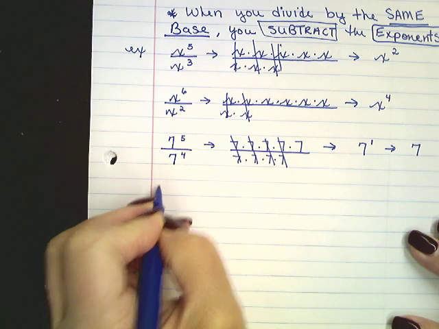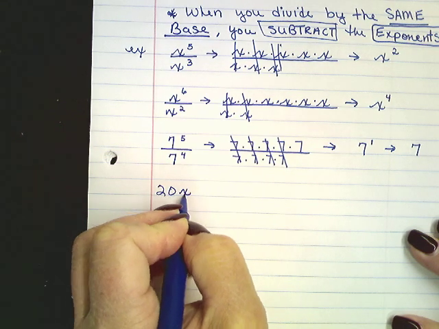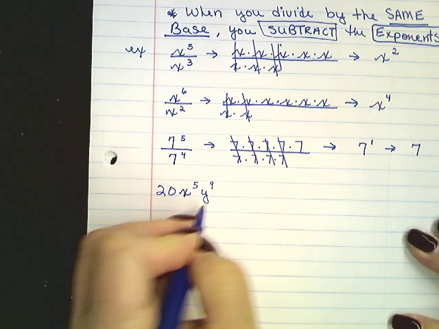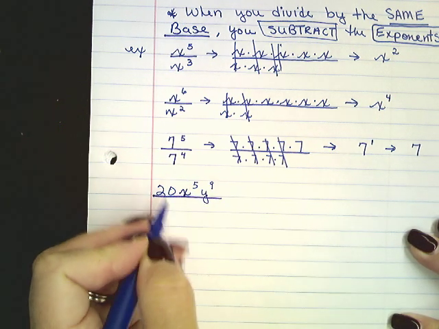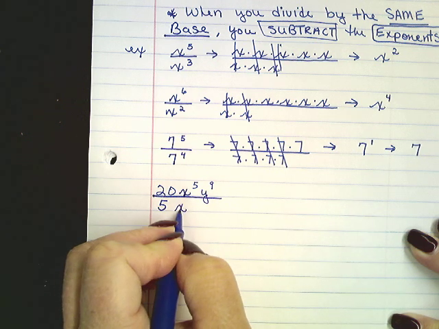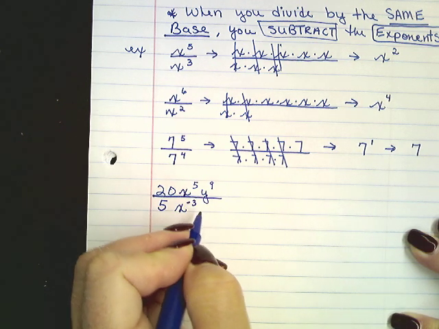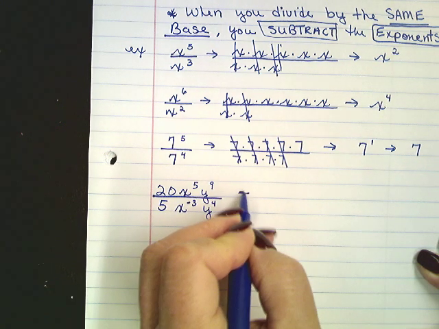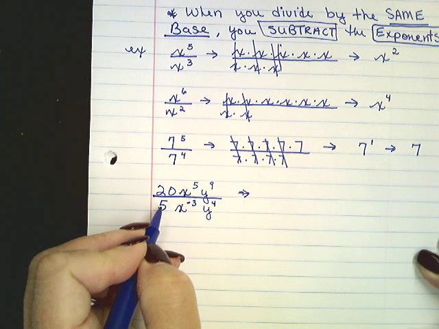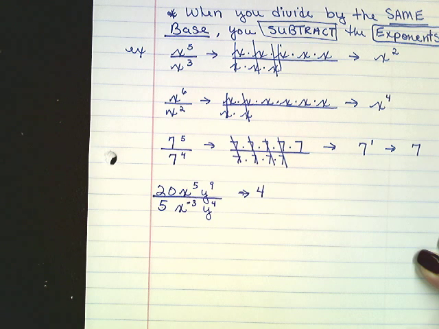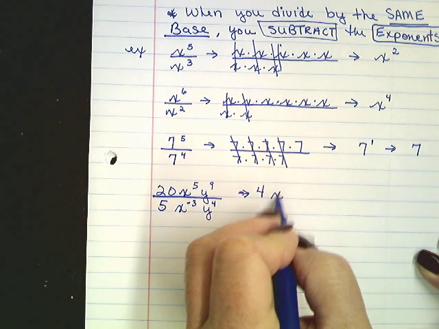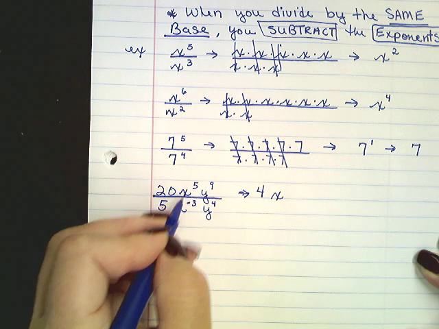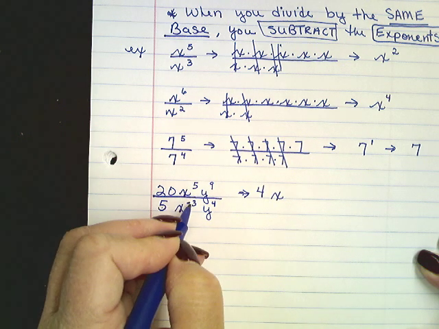All right, so let's try this one. 20 x to the 5th y to the 9th, divided by 5 x to the negative 3, y to the 4th. Now this is when it becomes very, very important that you write it out. Okay, so we know that 20 divided by 5 gives me 4. Now I'm going to take that x, and x is going to be 5. You're dividing x to the 5th divided by x to the negative 3.